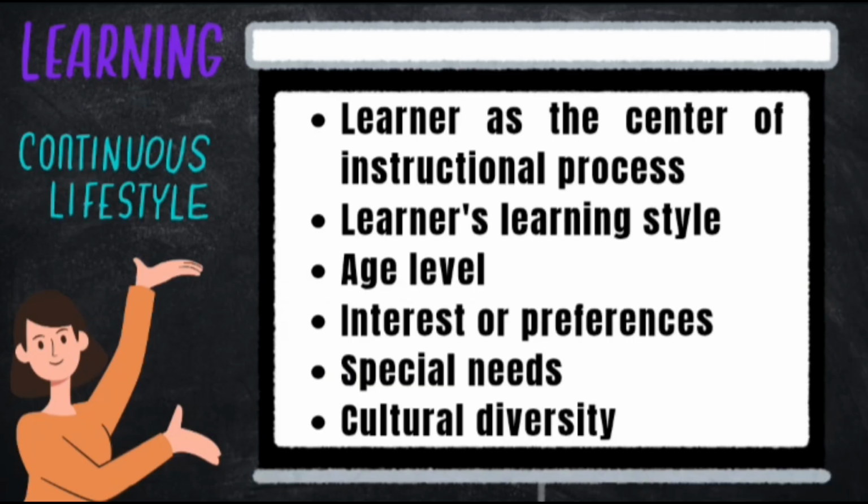Fourth bullet, interests or preferences. Considering the learners' interests helps make the lesson more engaging and relatable. When students connect personally with the topic, they become more motivated to participate. Fifth bullet, special needs. At the same time, teachers must account for learners with special needs by providing accommodations or adjustments. This ensures that all students can access the learning experience fairly.